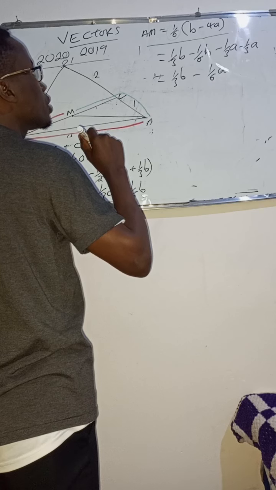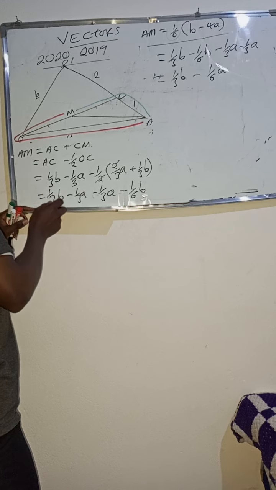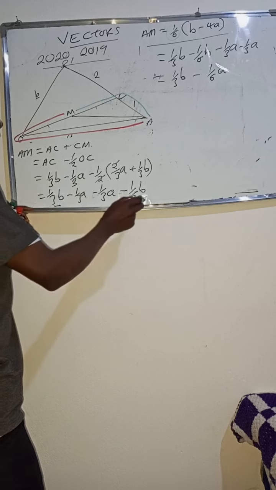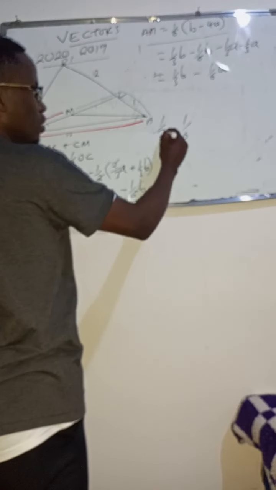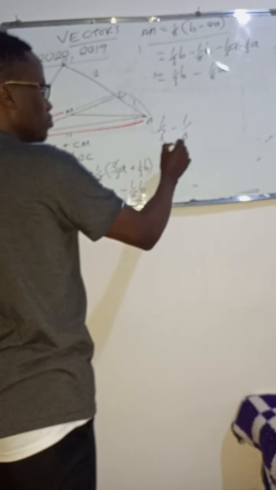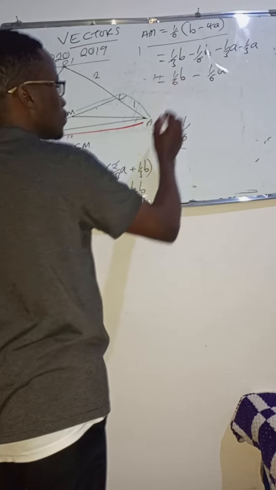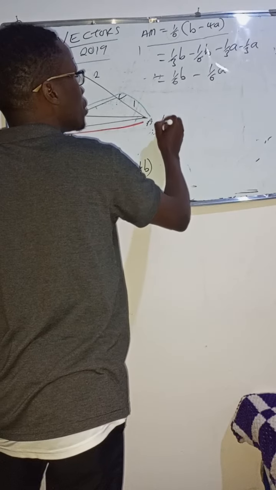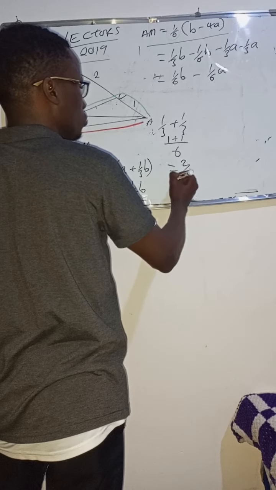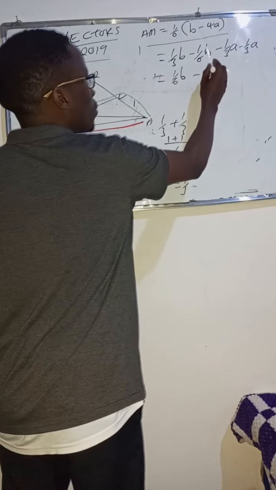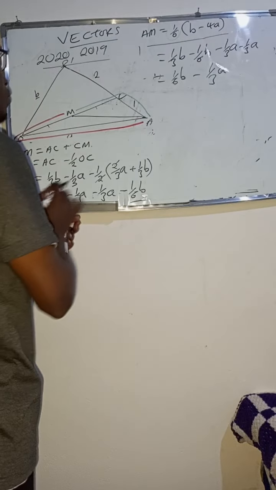Are we headed in the right direction? Let's see. We have this and that. So 1 over 3b minus 1 over 6b, 1 over 3 minus 1 over 6, that is 2 minus 1, so it will be 1 over 6, right? And then here, 1 over 3 plus 1 over 3, that is 1 plus 1, that is 2 over 3. Okay, so this one will be 2 over 3a. I think we have that now, okay.